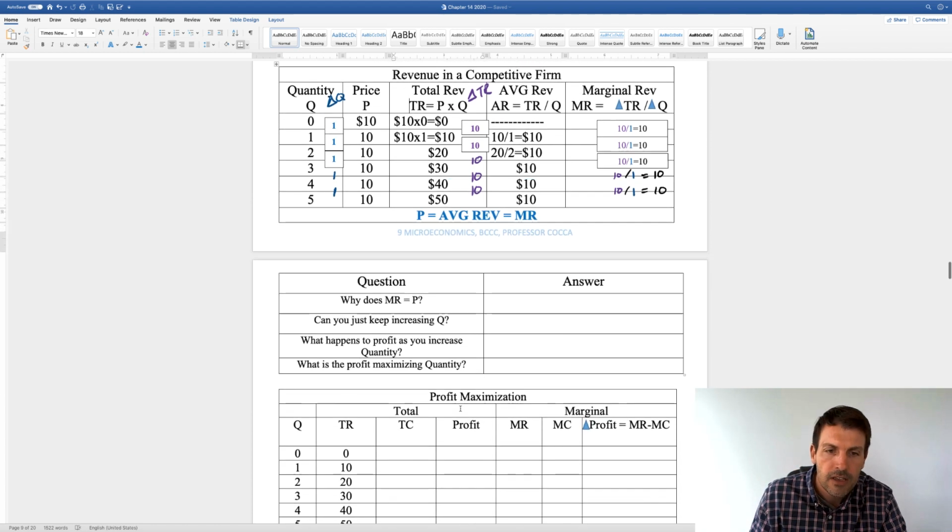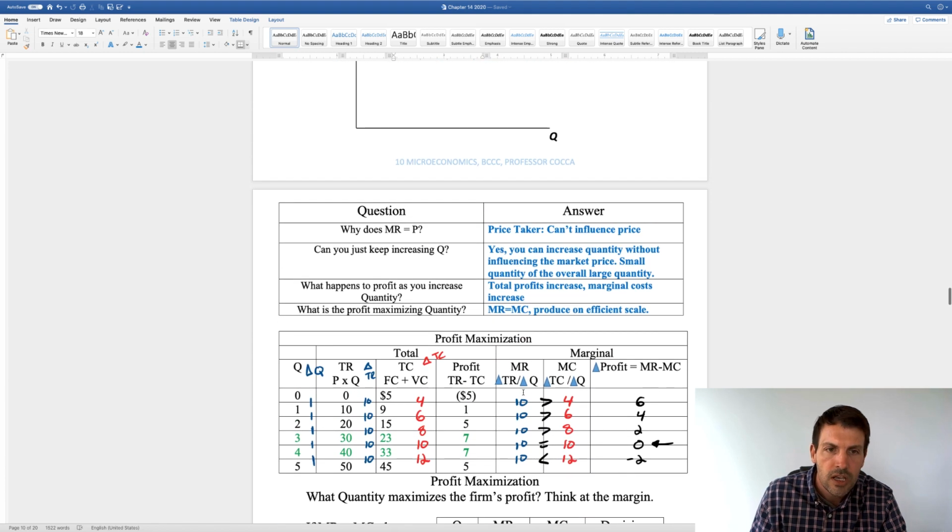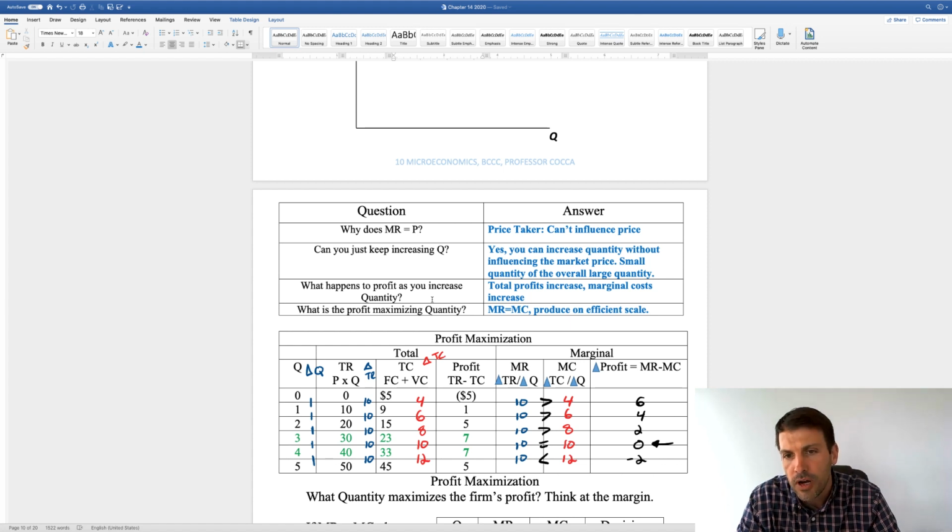All right, so let's go down below here and think about profit maximization. So why does marginal revenue equal price? Because again, I'm a price taker, can't influence price. Can I increase quantity? So yes, even though I can't change my price, I can increase quantity. Remember, revenue is price and quantity. So even if I charge the same price, if I can sell more quantity, I can make more revenue.